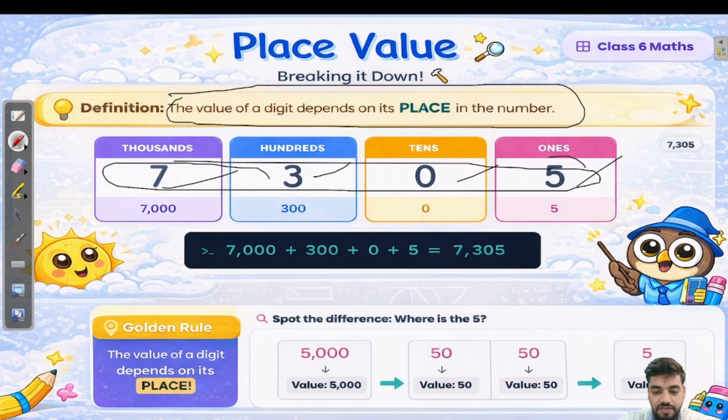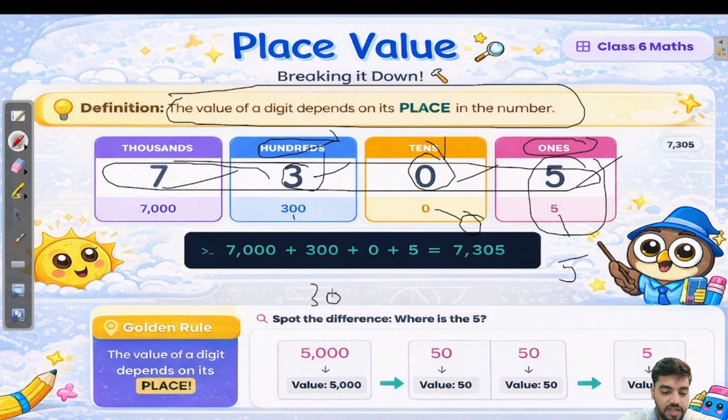7305, 5 is at the unit place, or we can call it ones, so its value is 5. 0 is at the tens place, and 0's value is always 0. 3 is at the hundreds place, its value is 300. And 7 is at the thousands place, its value is 7000. So when we add these all, 7000 plus 300 plus 0 plus 5, we get the number 7305.